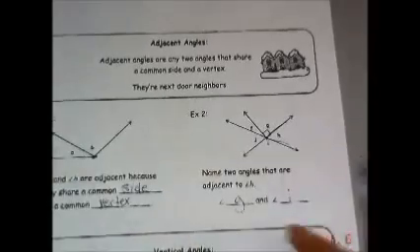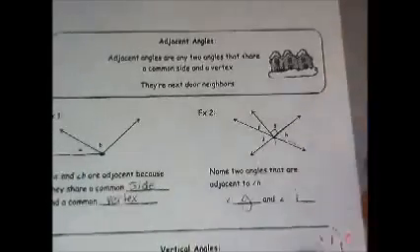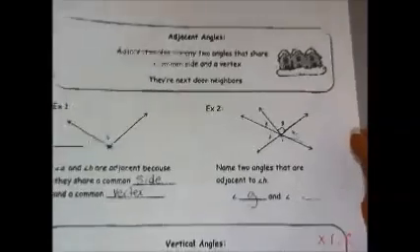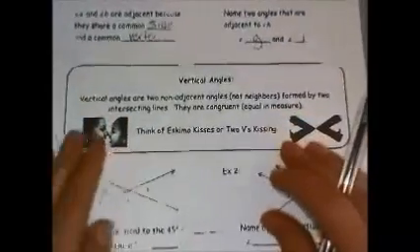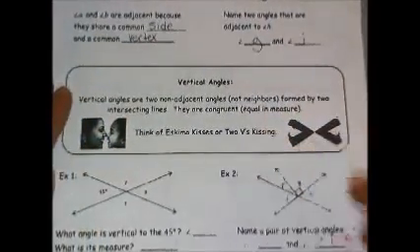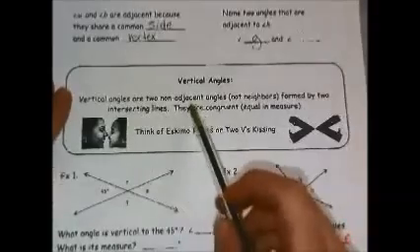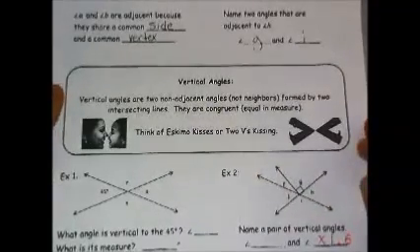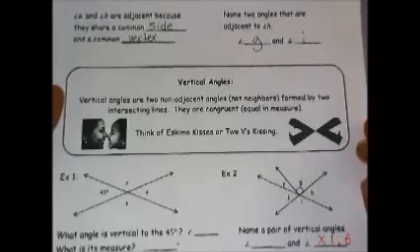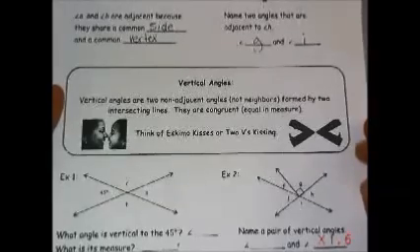Okay, so I want you to cut that section out and paste it onto your third page. We're going to move down to vertical angles. Vertical angles are two non-adjacent angles. They're not neighbors. And they're formed by two intersecting lines. They are congruent, which means equal in measure.